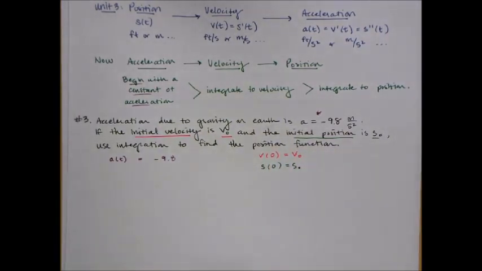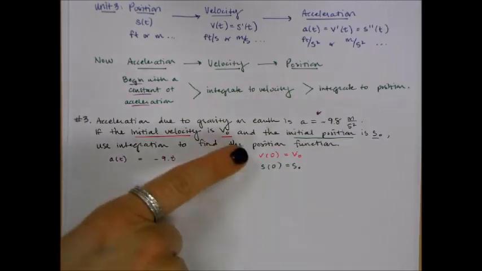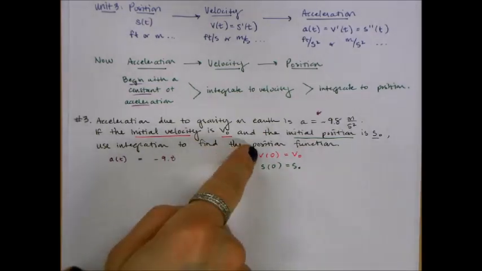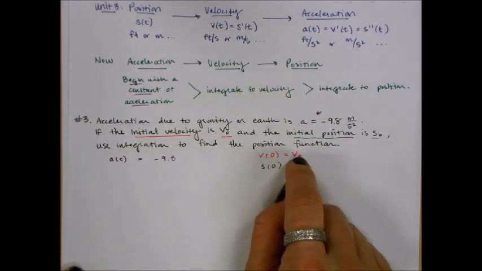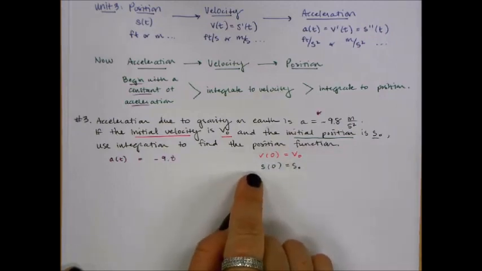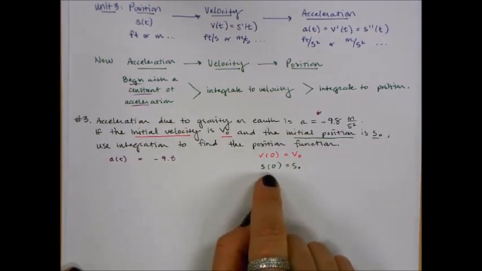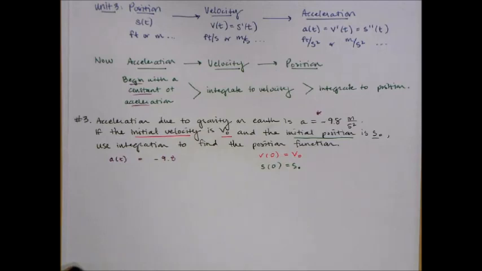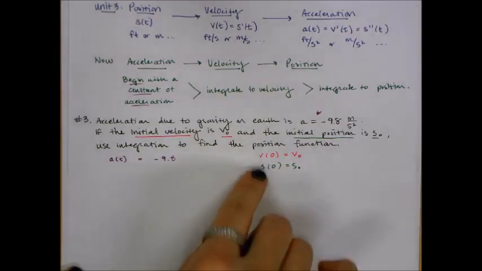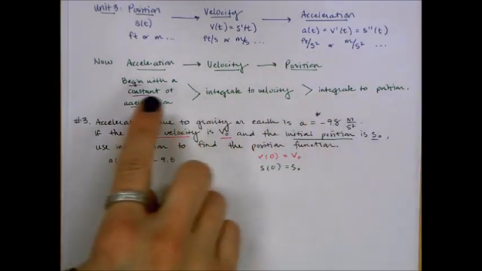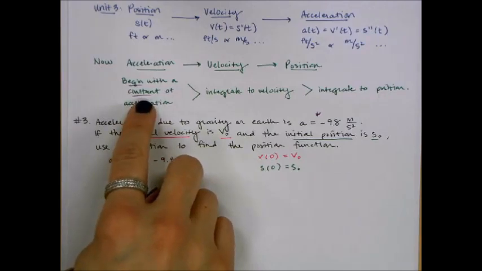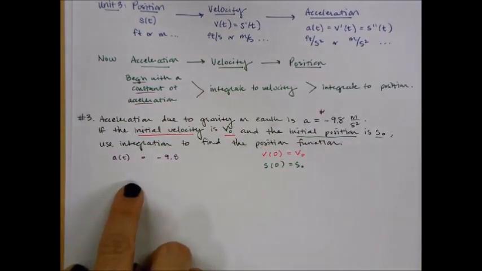They're coordinate pairs that belong on those functions. So when I have my velocity function, I have the point 0, v naught. And when I'm at the position function, I have the coordinate pair 0, s naught. Right now, I have neither one because I'm not at either function. I'm on the acceleration function. Okay, so we're going to start here, and we're going to use integration to get back to the position function.